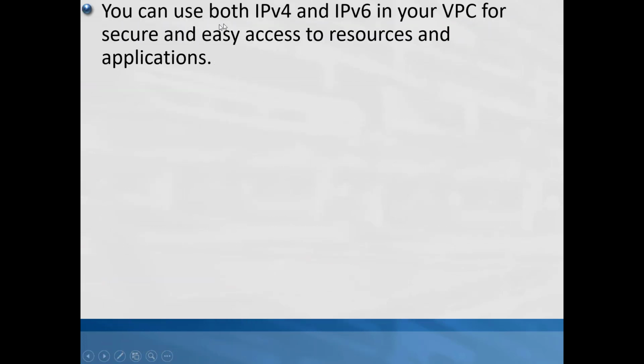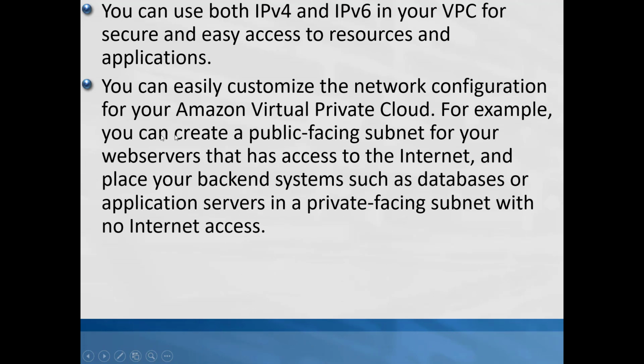Well, there's a lot of introduction there as well. So on the website, you can use both IPv4 and v6 in your VPC for secure and easy access to resources and applications. So we will be using IPv4 private IPs there to create our local subnets within the public cloud. And you can easily customize the network configuration for your Amazon Virtual Private Cloud. For example, you can create a public-facing subnet for your web servers that has access to the internet and place your backend systems such as databases or application servers in a private-facing subnet with no internet access.